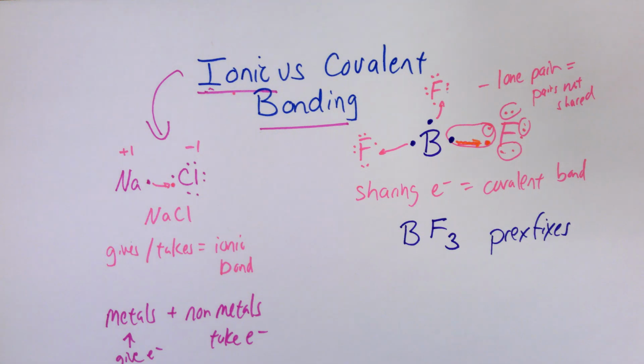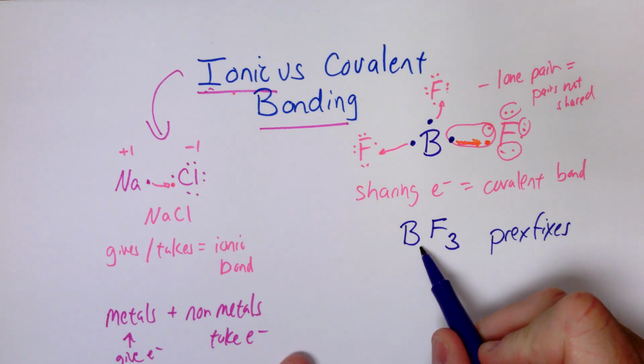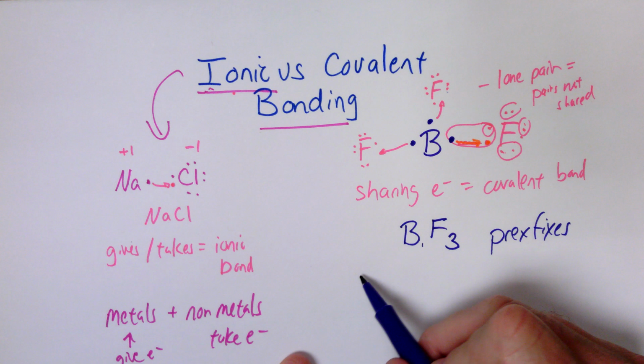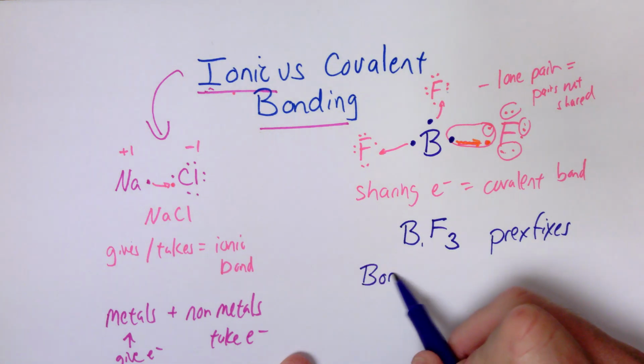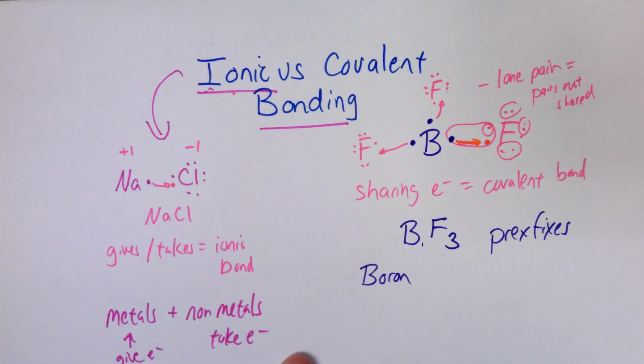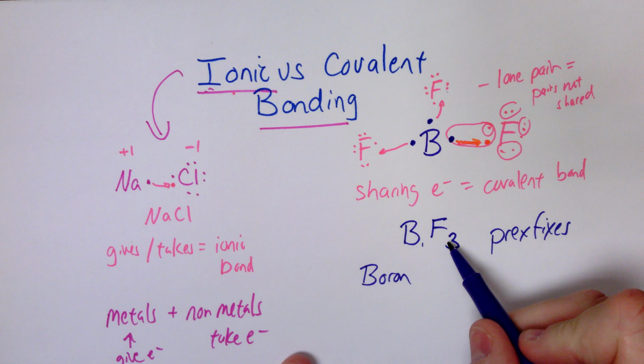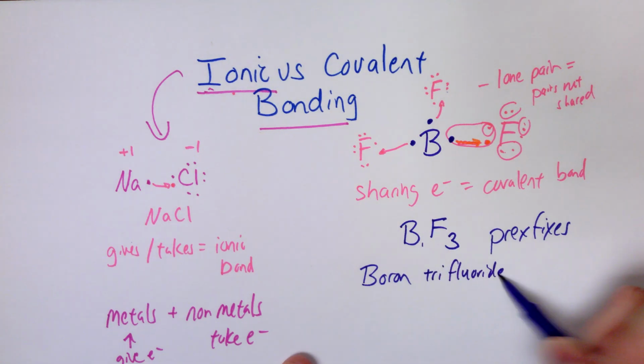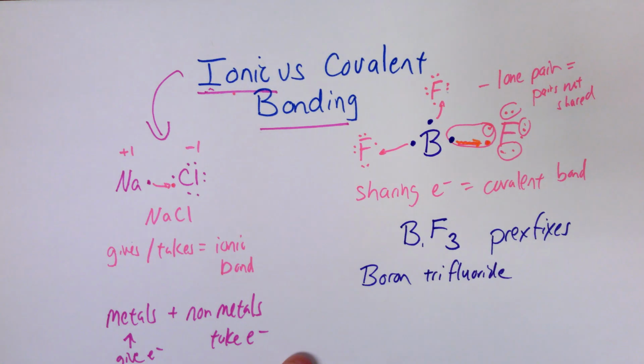We have all these prefixes that tell us the number, but there is convention to doing this. If the first element is 1, there's one of them, all we have to say is the name of the element. We don't have to say monoboron. It's just boron. But we need a prefix to tell us how many of the second one. This would be boron trifluoride.